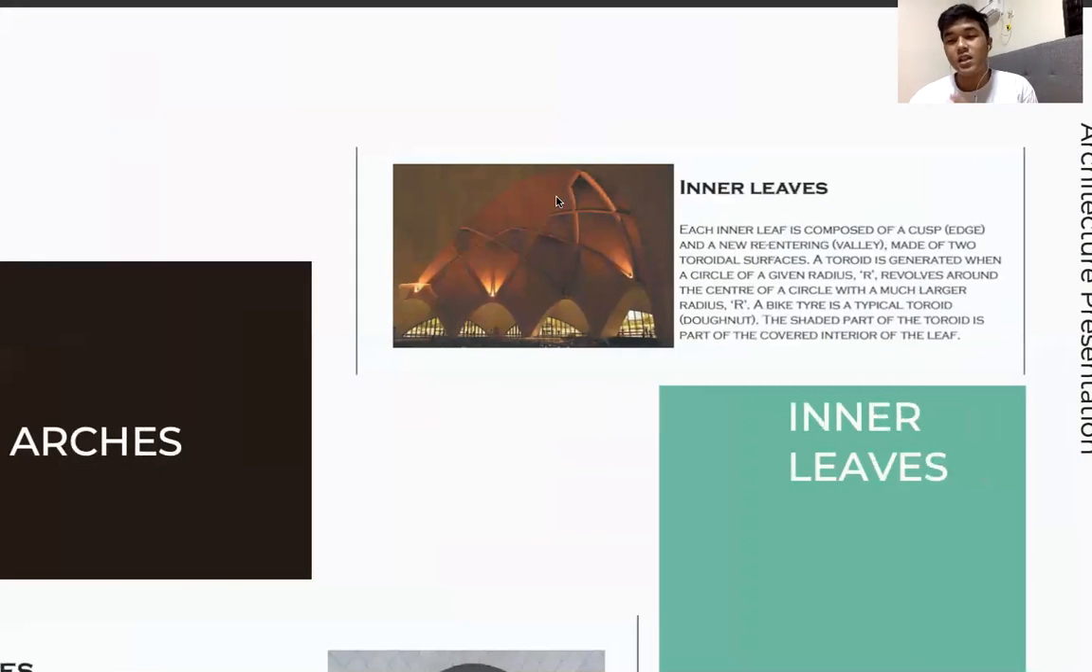In the inner leaves, which we saw earlier in the interior, there is a cusp or edge. These are those parts. Then a new re-entering valley; these are the valleys. A toroid is generated when a circle of a given radius revolves around the center of a circle with a much larger radius. A bicycle tire is a typical toroid, like a donut. The shaded part of the toroid is a part of the covered interior of the leaf. This is what we consider the leaf of the Lotus Temple.